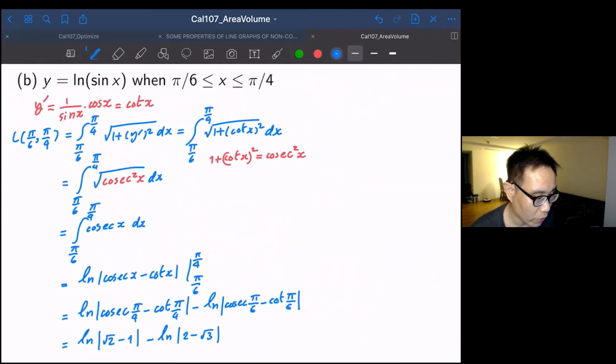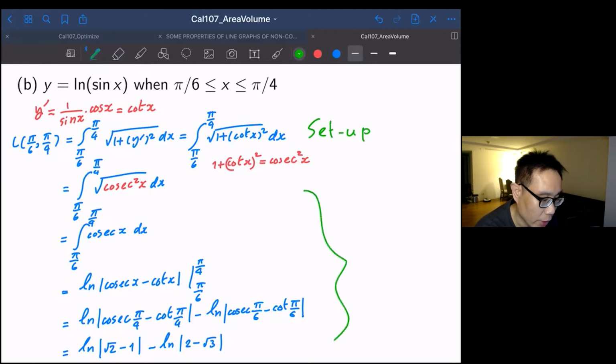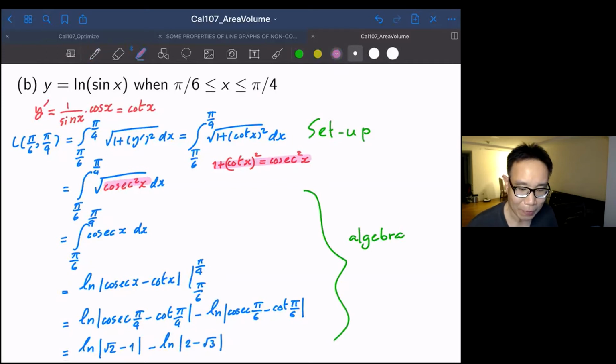So you see the whole question here, the first step is setting up, and you're going to use algebra here. It's not going to be substitution or anything. Sometimes it's just using algebra for the trigonometric function, and you're able to evaluate the value.